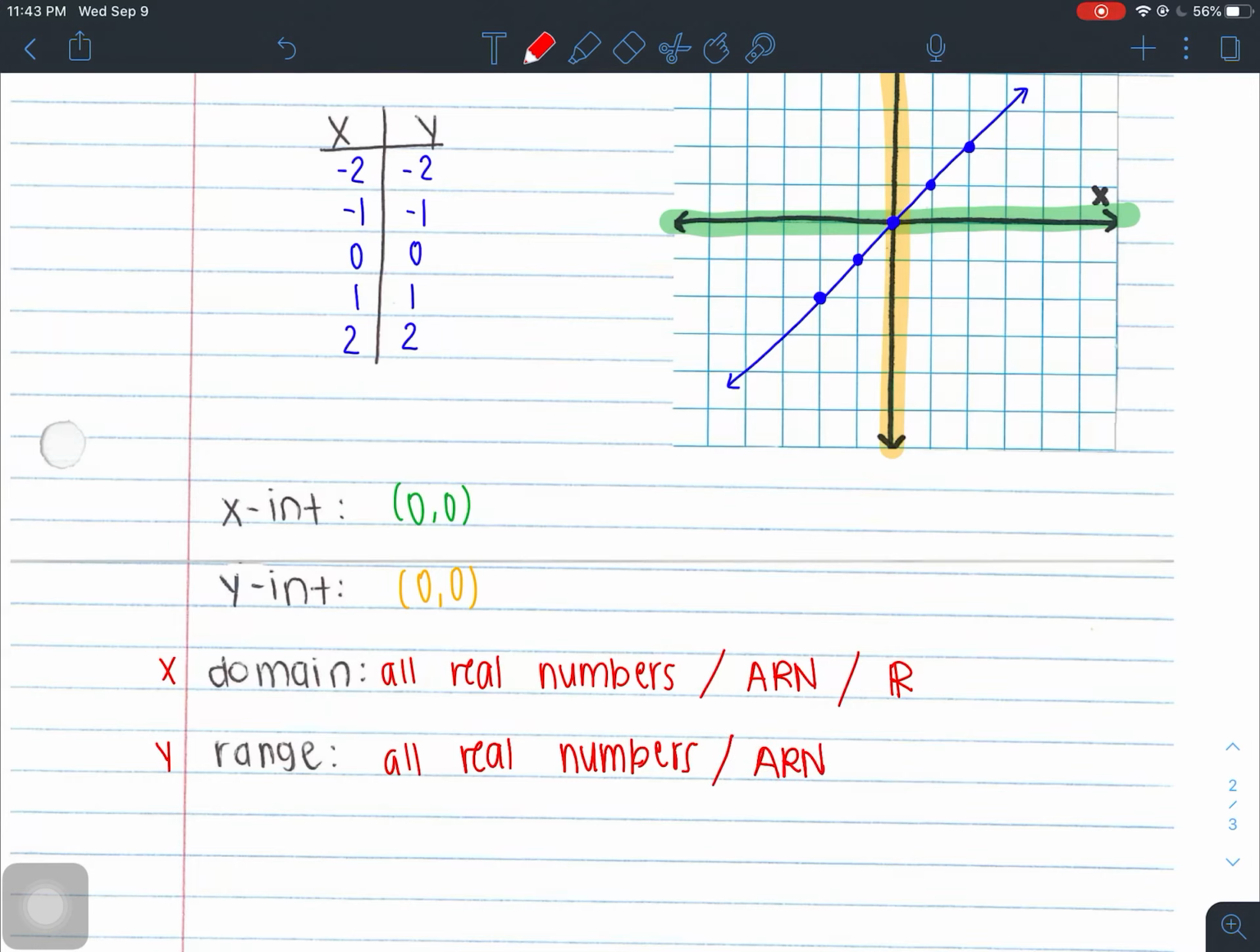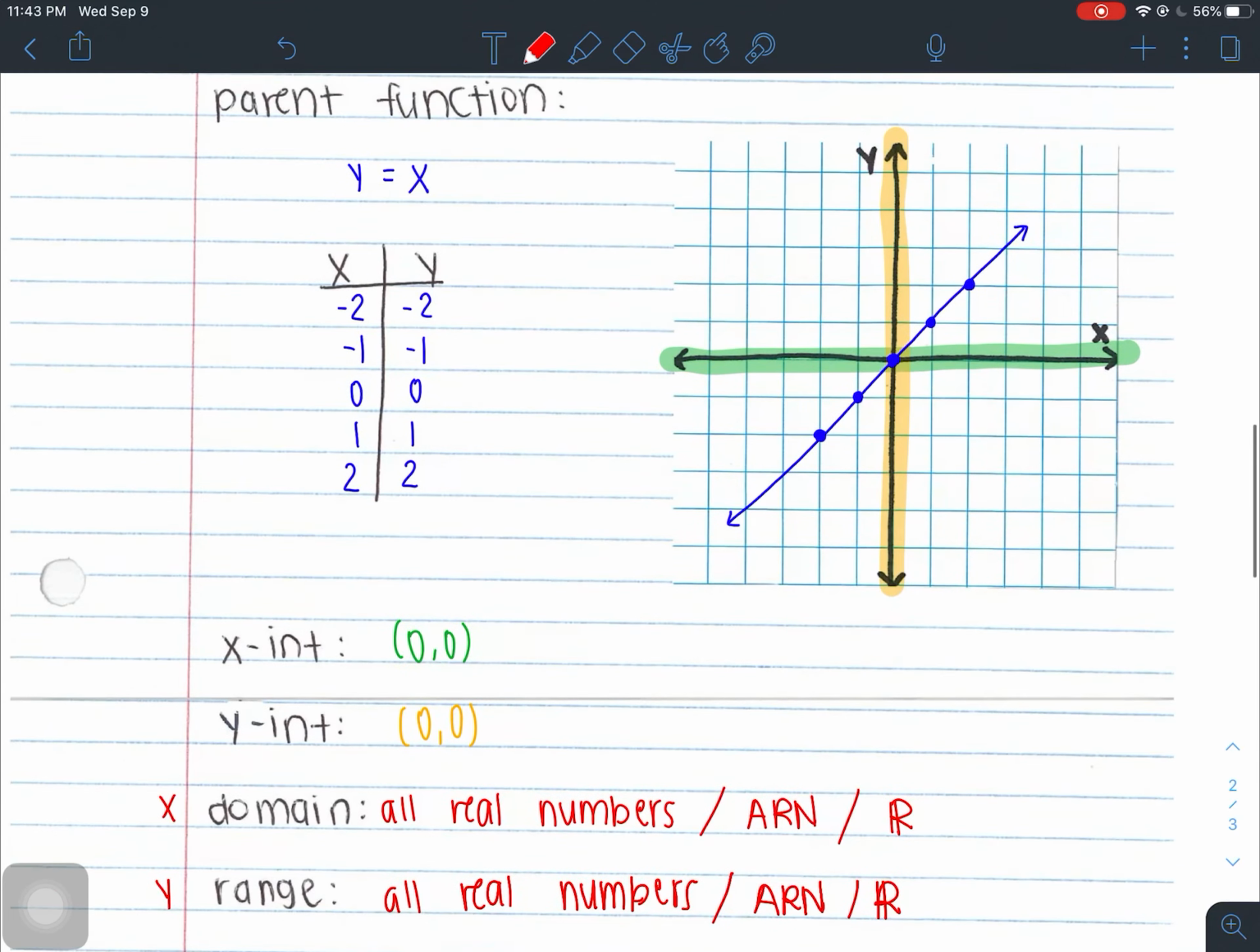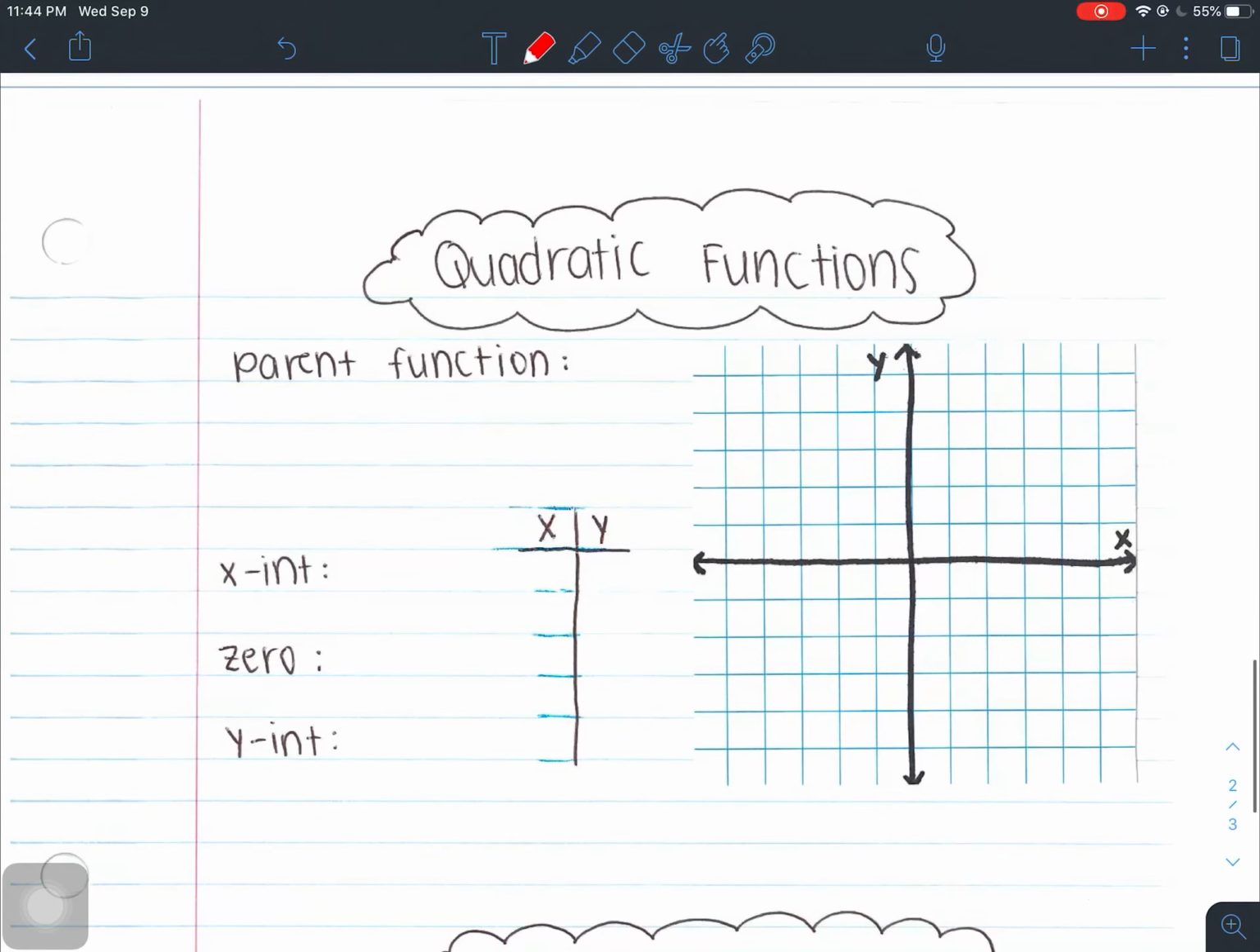Or also known as ARN, or the R with the fancy line in it. Now again, there are more than just these 5 y values on this graph, and I explained that because, again, this is an infinite amount of points. We only list 5 because that's all we really need. But range is your y values. Your y-axis goes up and down. So then you have to take a look at your graph, your blue line here, and see, does it go forever, both up and down? Yes. And then that's it.